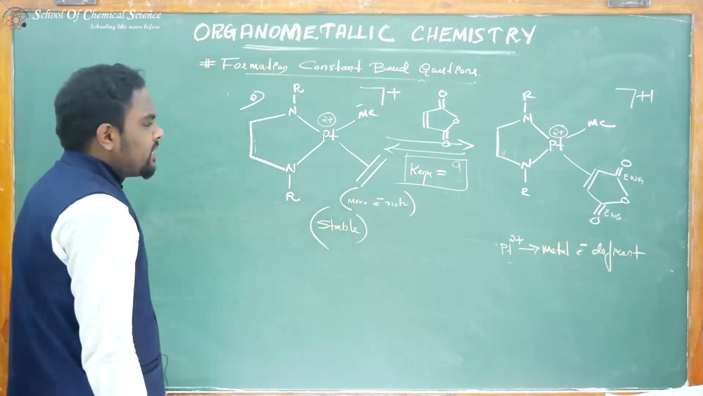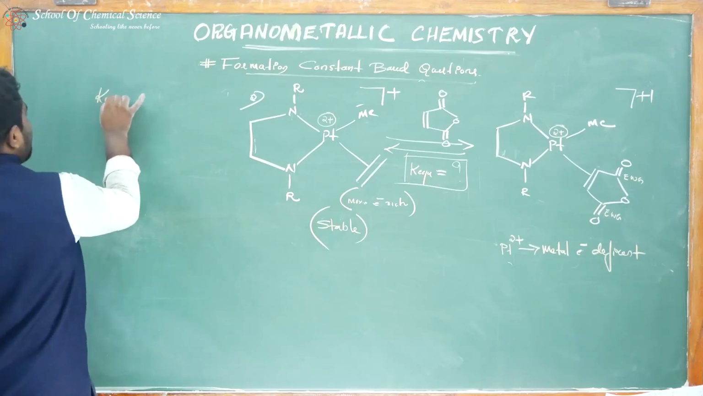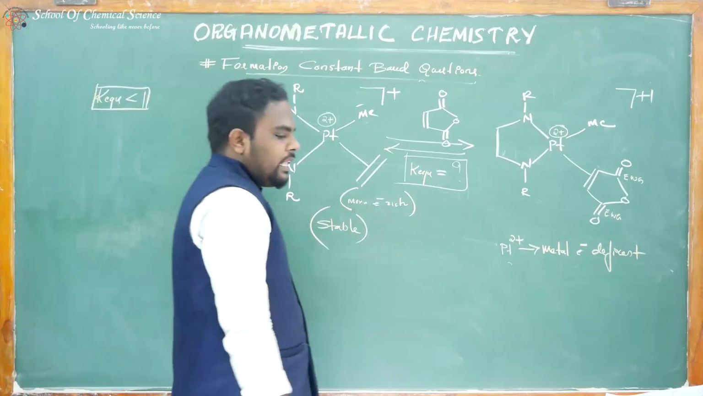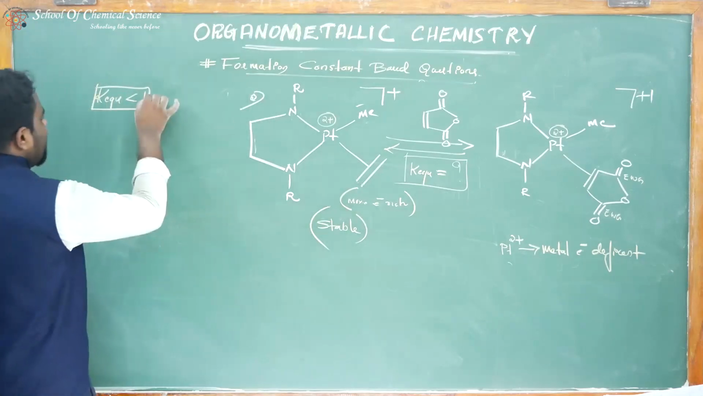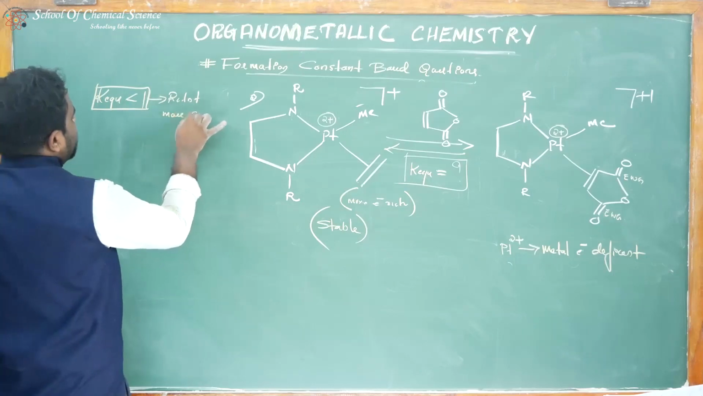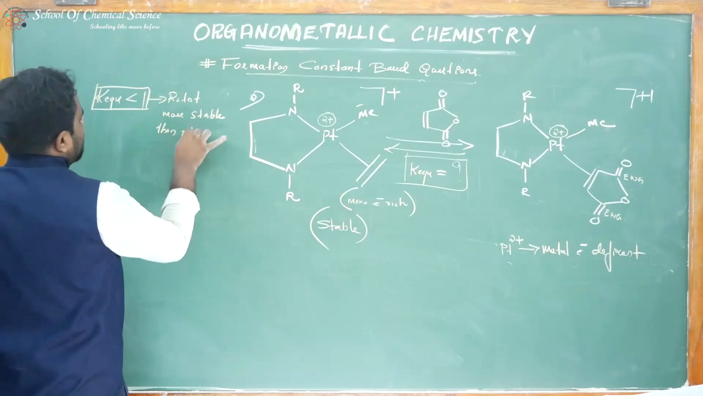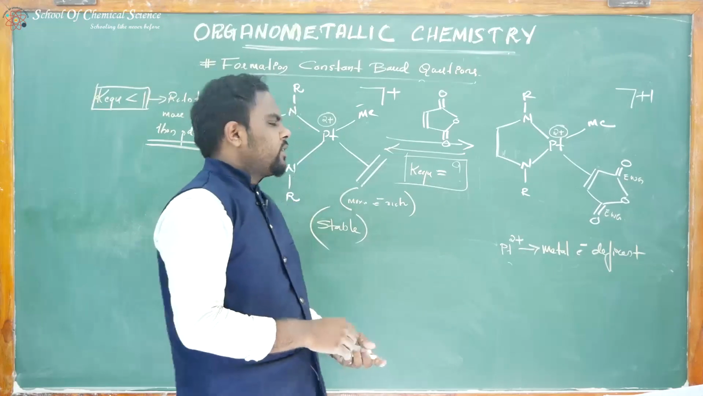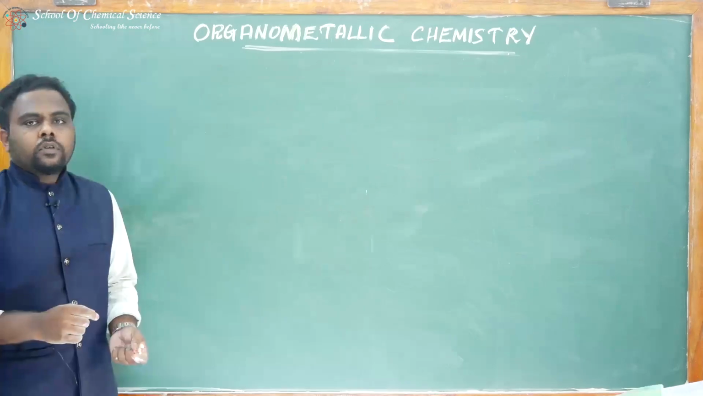Reactant is stable means K equilibrium is less than 1. So an important case, because why is K equilibrium less than 1? Reactant is more stable than product. Clear? So this type of question is very important.